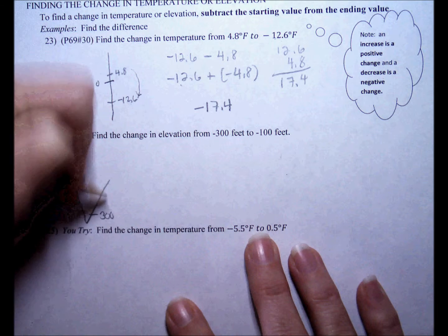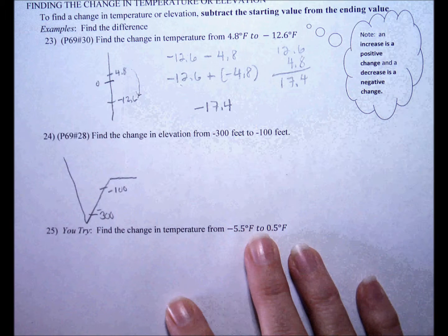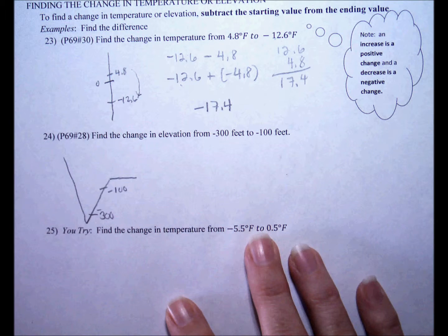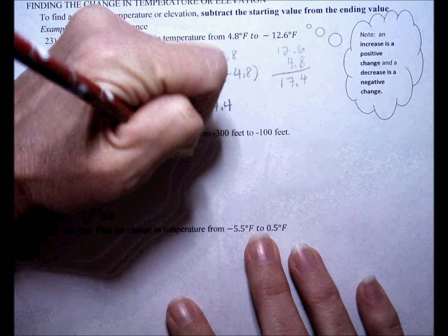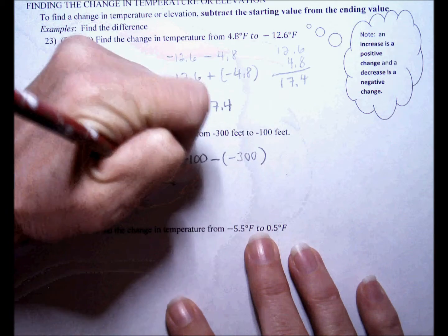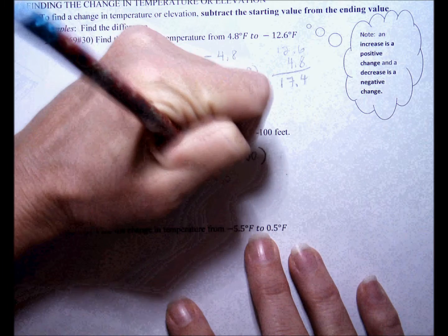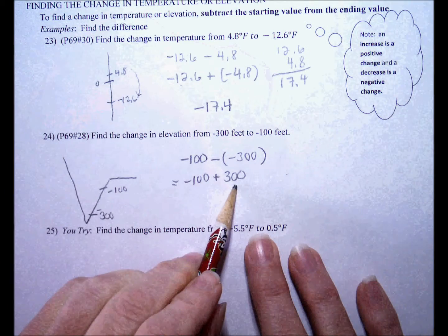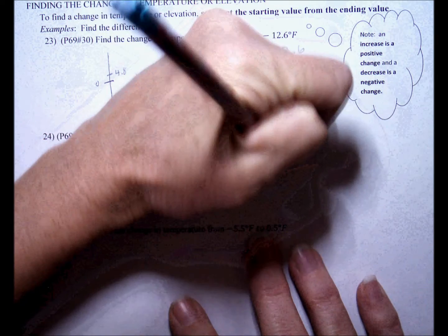So this should all make intuitive sense to you. Okay, now find the change in elevation. If it helps to draw a picture, looks like we're in a canyon. We're going from negative 300 to negative 100 feet below sea level. Okay? Now, remember, we're subtracting our starting value from our ending value. Our starting value is negative 300. Our ending value is negative 100. So it's negative 100 minus negative 300.